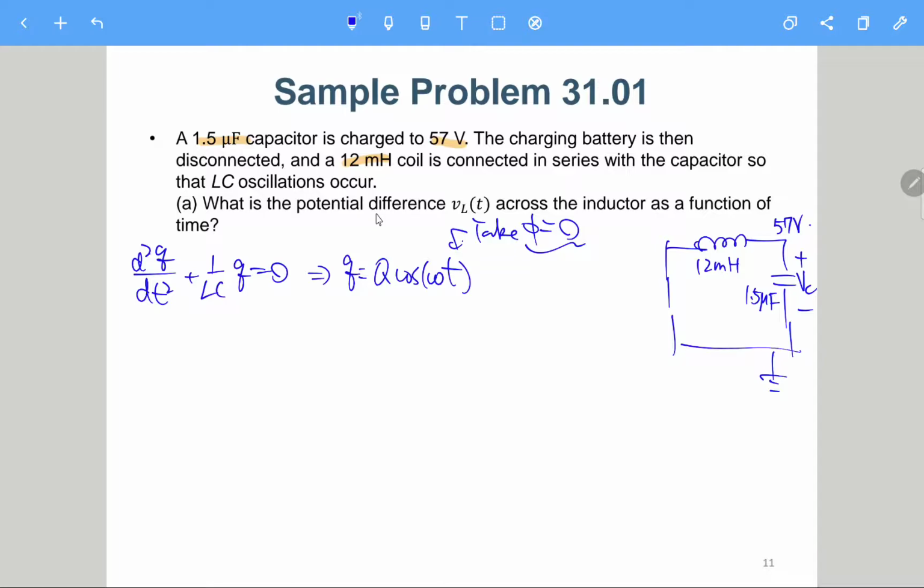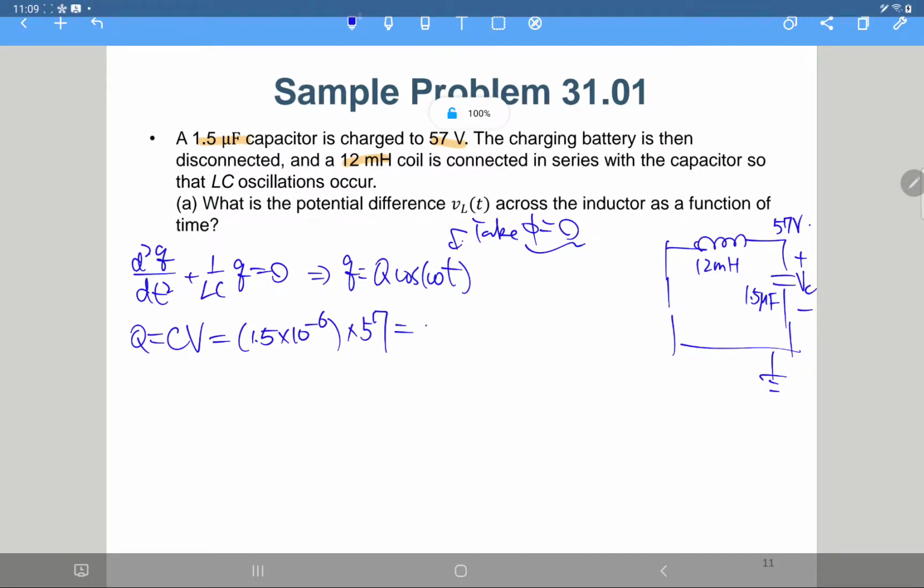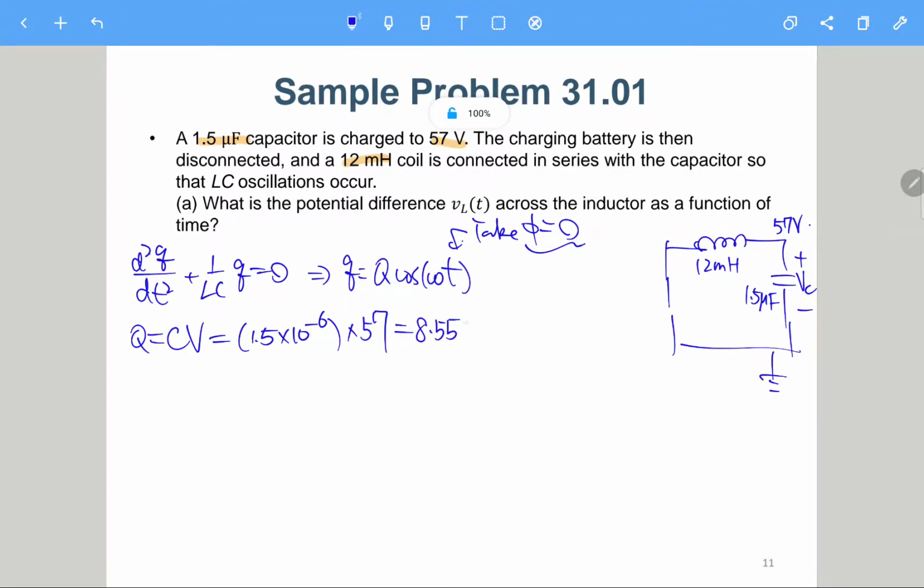but it doesn't really matter because we don't care about the timing in this problem. So capital Q should be CV, and it is 1.5 times 10 to the minus 6, 1.5 microfarad, times 57 volt. So this is 8.55 times 10 to the minus 5 coulomb. So this is the maximum charge at this node, or charge on the capacitor.